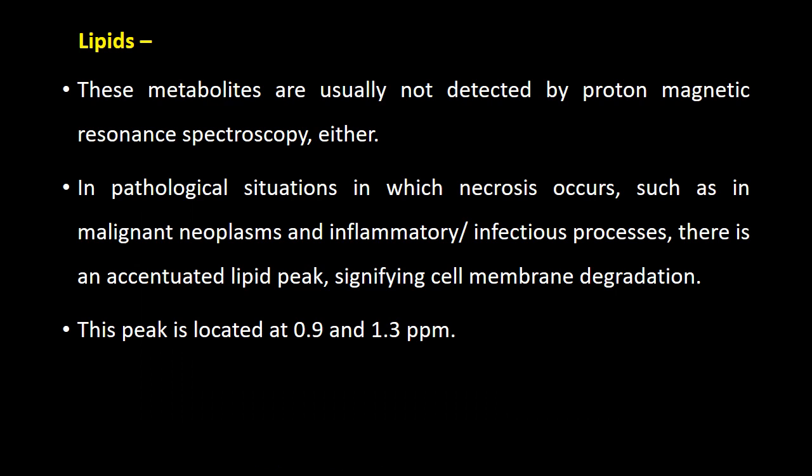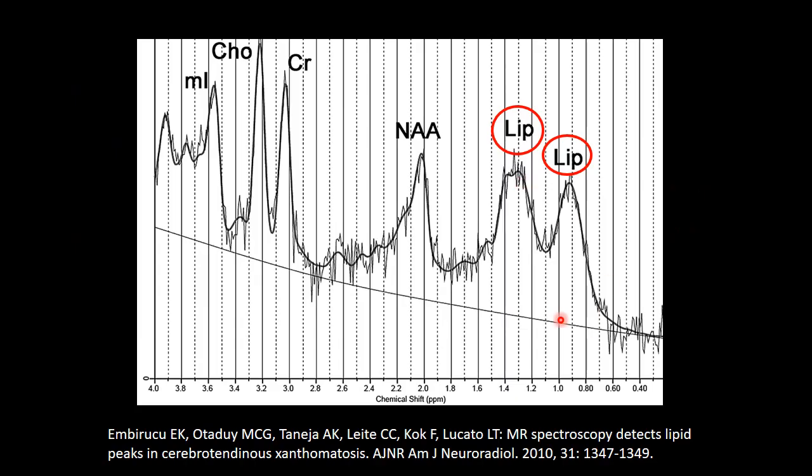Lipids are also usually not detected on normal MR spectroscopy. Only in pathological conditions in which necrosis occurs, for example malignant tumors, inflammation, infectious diseases, an accentuated lipid peak is seen, signifying cell membrane degradation. Lipid peaks are seen at 0.9 and 1.3 ppm. So at 0.9 and 1.3 ppm, we get lipid peaks.